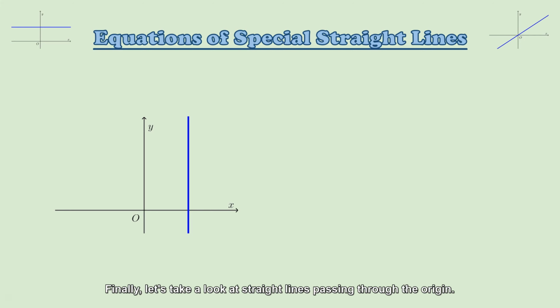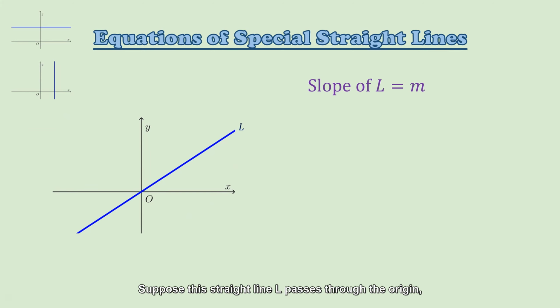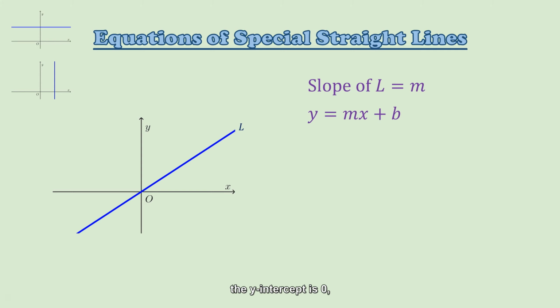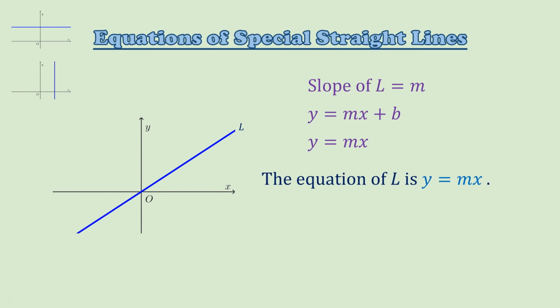Finally, let's take a look at straight lines passing through the origin. Suppose this straight line L passes through the origin, and the slope of L is m. Then, according to the slope-intercept form, y is equal to mx plus b, where b is the y-intercept of the straight line. And for a straight line which passes through the origin, the y-intercept is 0. So we know that the equation of this straight line is simply y equals mx.